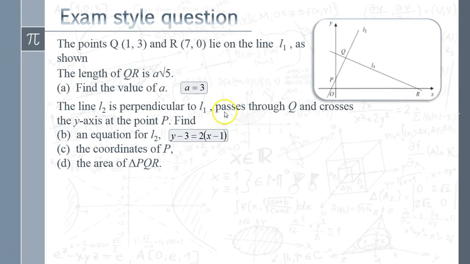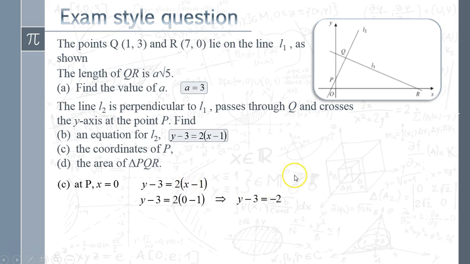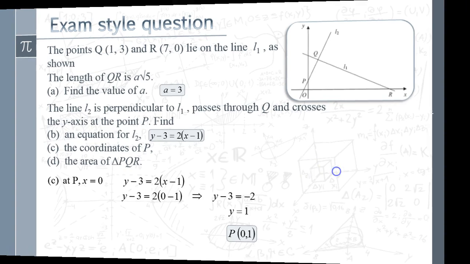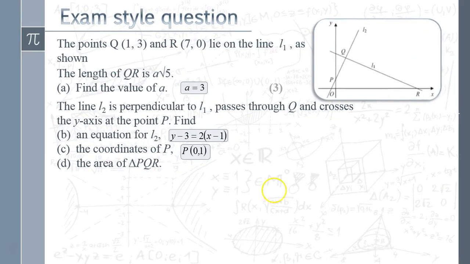Right, so part A done, part B done. On to part C. We need the coordinates of P, and that's where it goes to the y-axis. There it is. So where it goes to the y-axis, the x-coordinate is 0. So if we just put 0 into our equation here, you've got that. And so there's the y-coordinate, which is at 1. So asked specifically for coordinates, so I would restate those, so our coordinates of P are going to be at (0, 1).